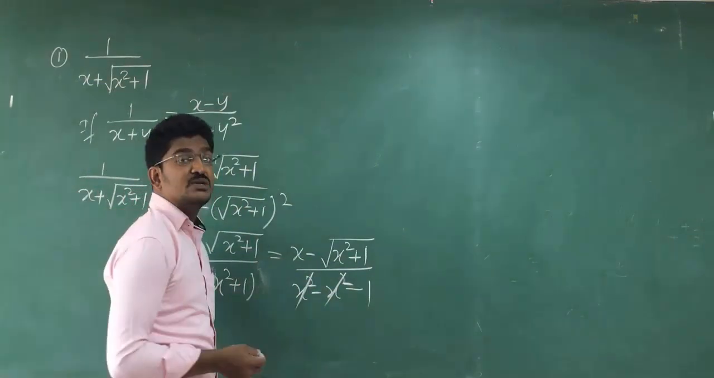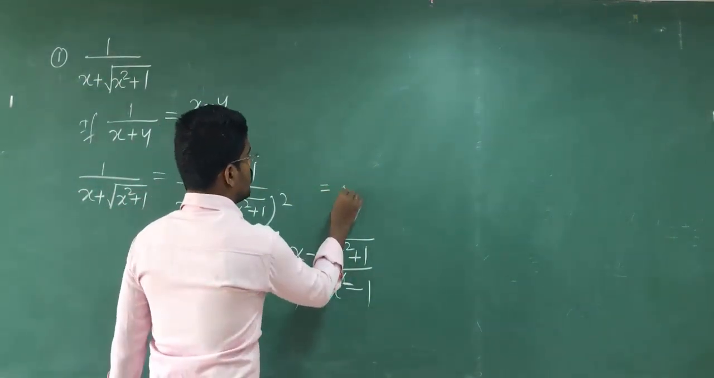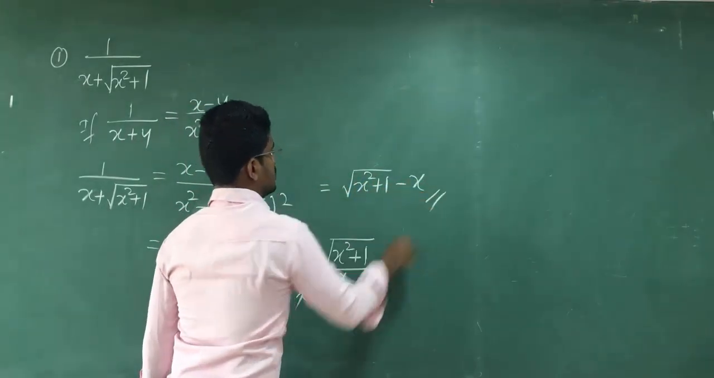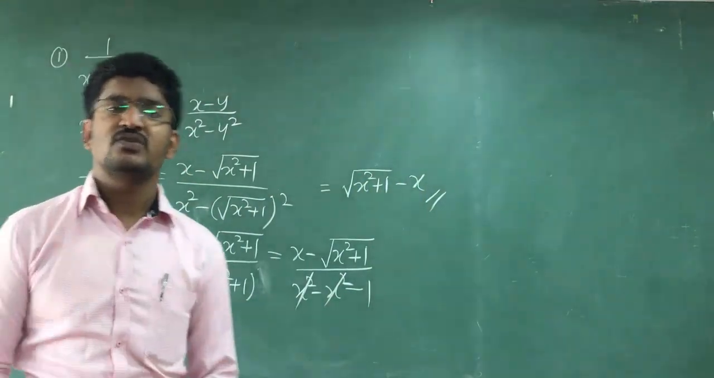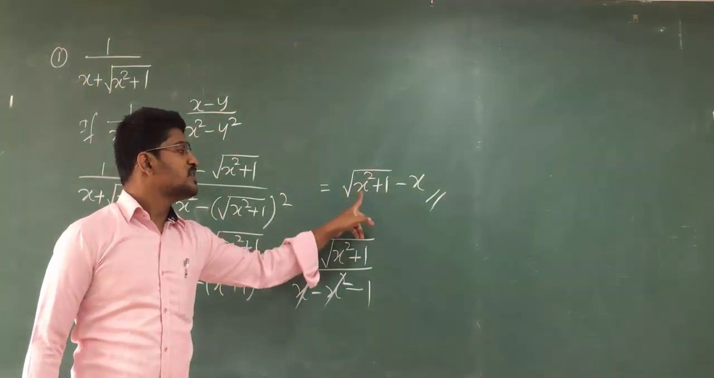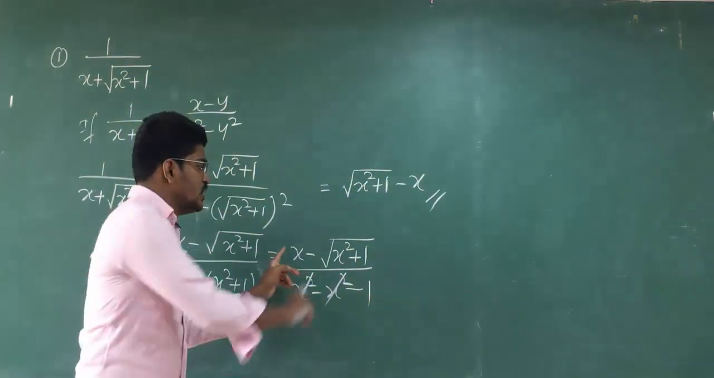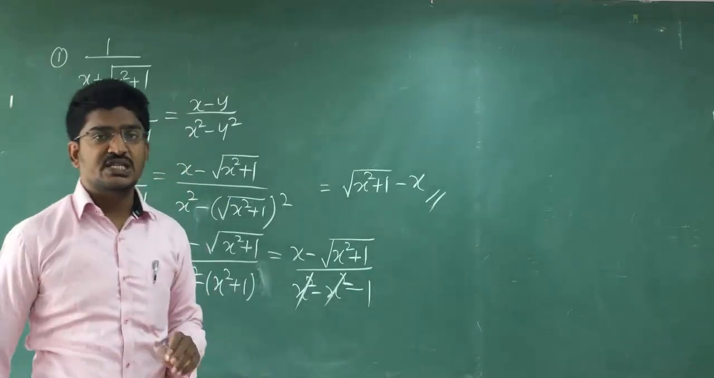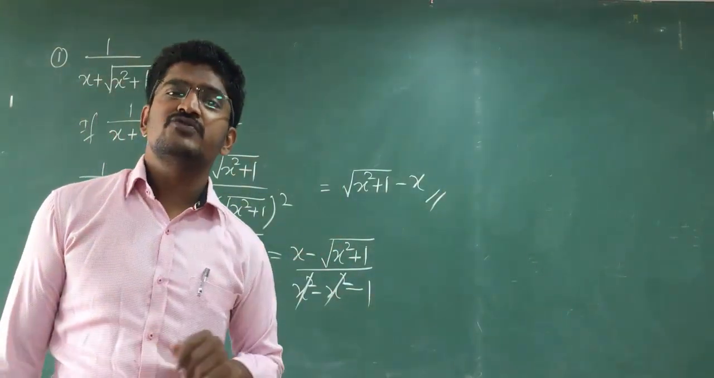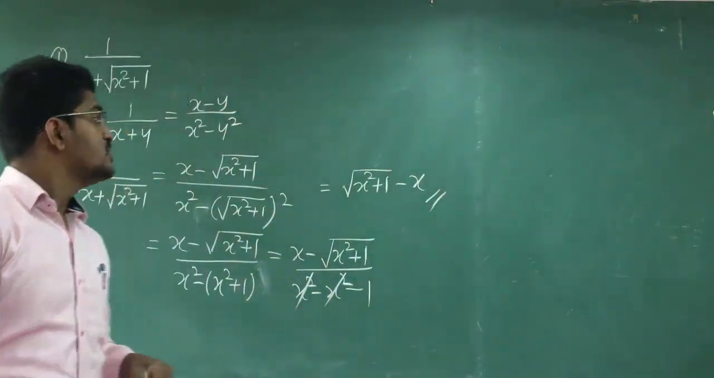If I further simplify this, you are going to have root of x square plus 1 minus x, so that this divided by minus 1 will be cancelled. Clear? So I can write this term as root of x square plus 1 minus x. Because of this minus 1, these two terms will exchange their places, so that it will be root of x square plus 1 minus x. Okay. So this will be the solution.